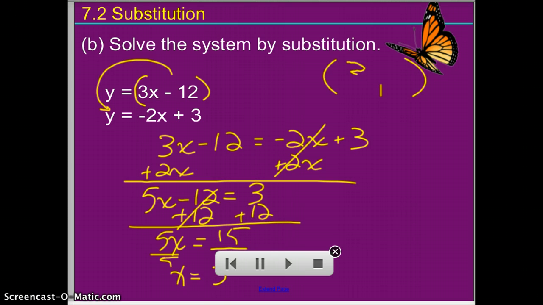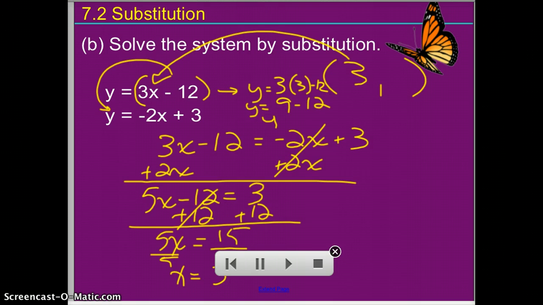X equals 3, and so the ordered pair where those lines intersect is 3, something. So we take the 3, plug it into the original. 3 times 3 is 9, minus 12 gives us y equaling negative 3. The ordered pair for the solution is 3, negative 3.